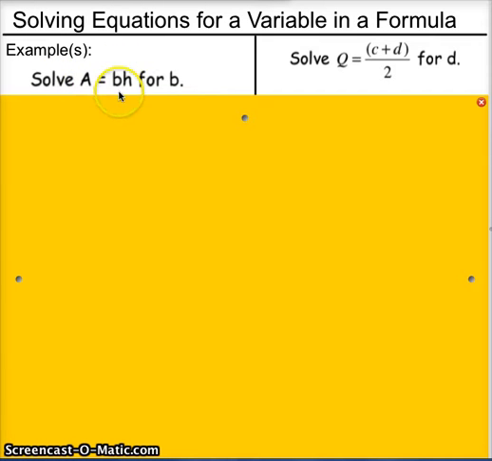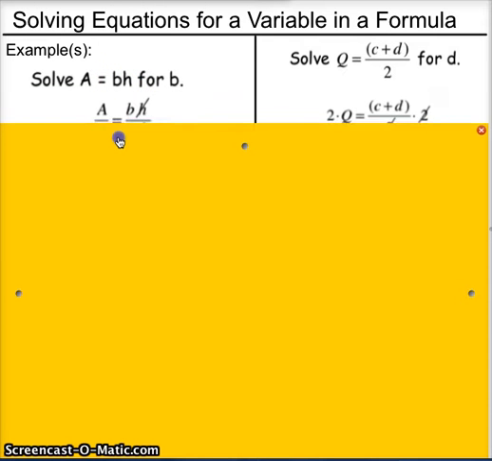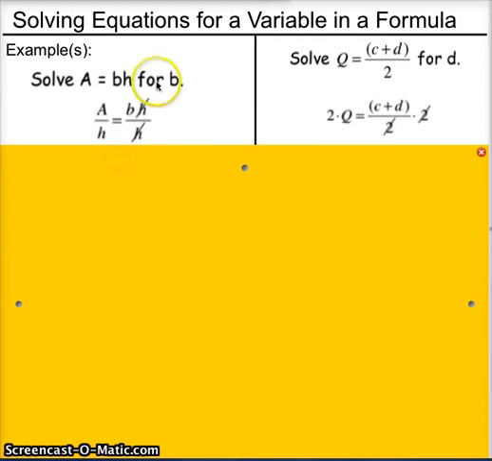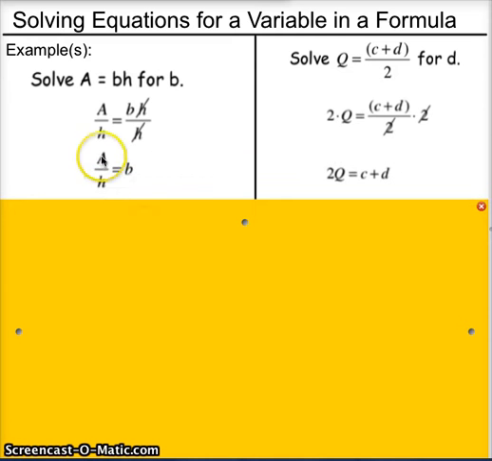Solve A equals b times h for b. So right now I have A by itself, and area equals base times height. This is the formula for the area of a parallelogram, actually. But I want to get b by itself. Right now b is being multiplied by h, so what I can do on both sides is divide by h, and that'll cancel it out on the right side. Do the same thing to the left side, and this way I get b by itself. So I see that A over h equals b.